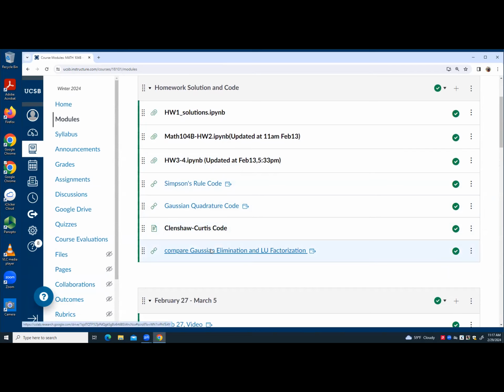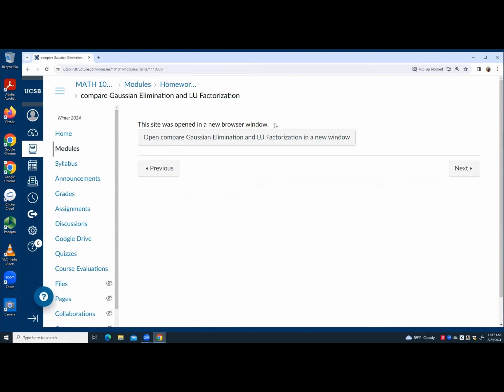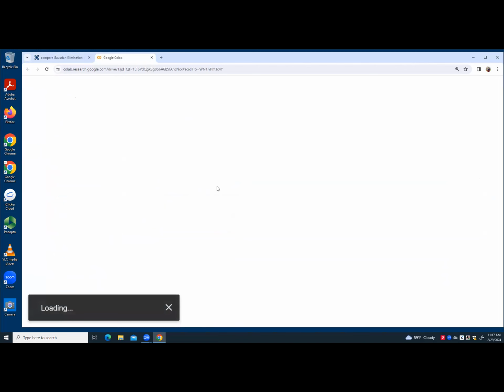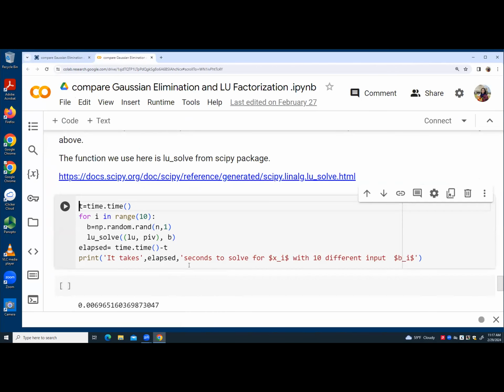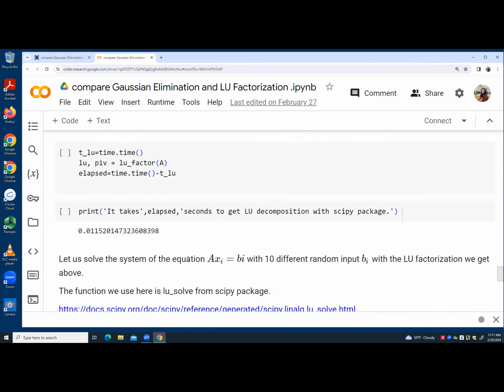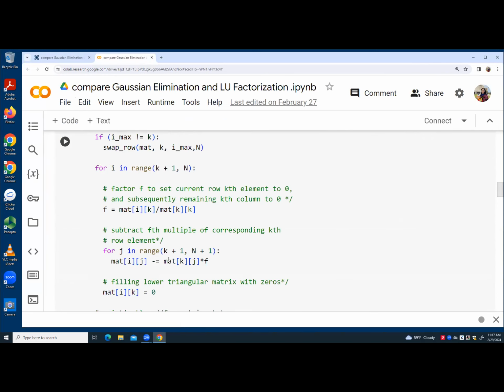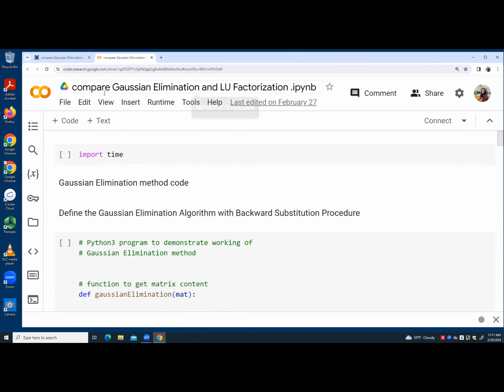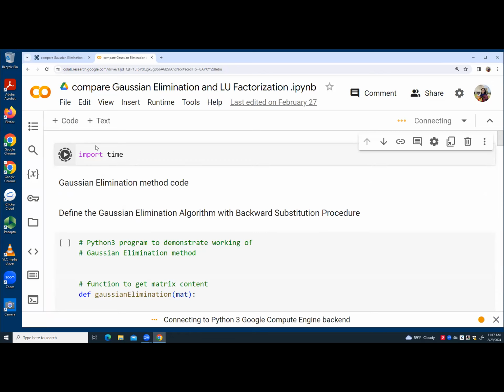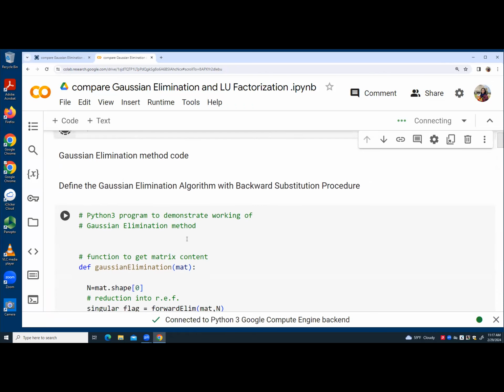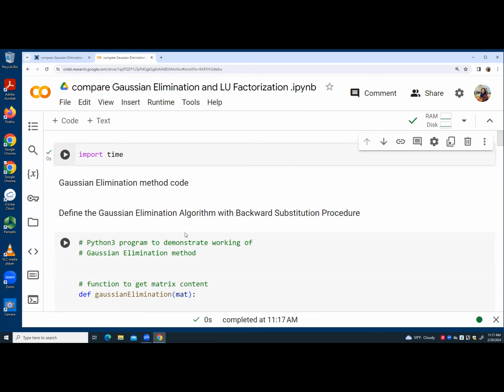It's here, compare the Gaussian eliminations and LU factorizations. So first, usually we have a very big matrix, and that's when we get some benefits from the LU factorization. So let's go to the very beginning here. This is the timer. I just count the time we use to calculate the solutions.